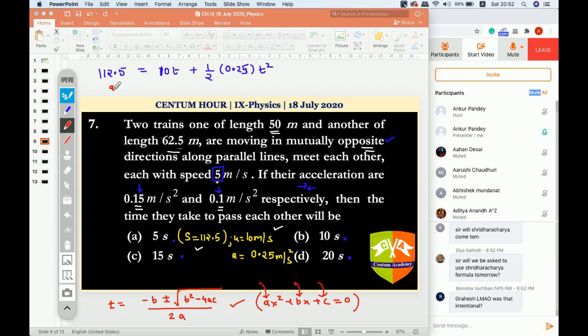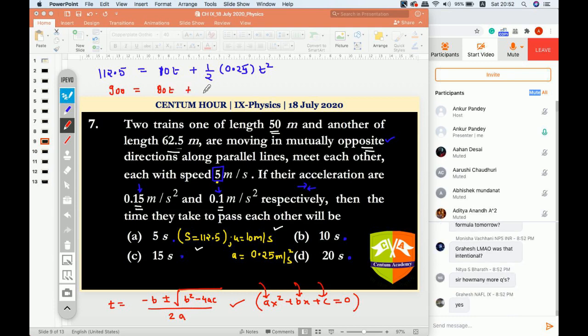When you multiply it by 8, you get 900 is equals to 80t plus t square. So why do we need to multiply by 8? In order to simplify that equation. Clear? If you want, you can proceed like that also. No problem. Clear? Good. Just looking at it, it will be smiling at you. Yeah, this is 800 and this is 100, which will be delivered by a single option straight. Got it?